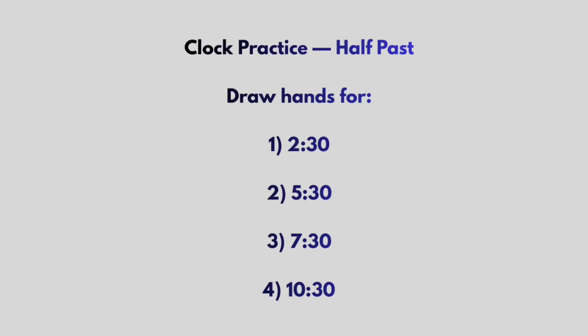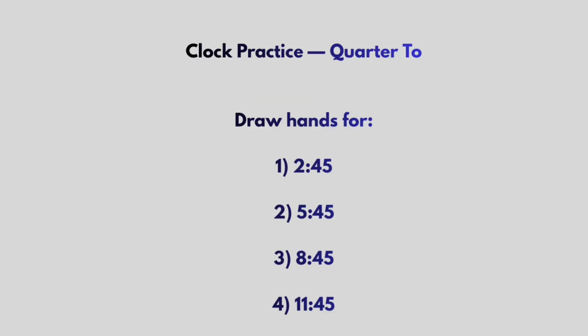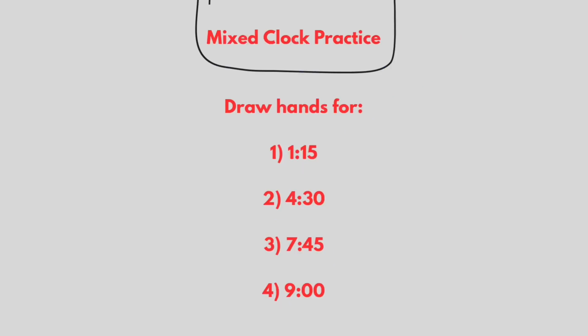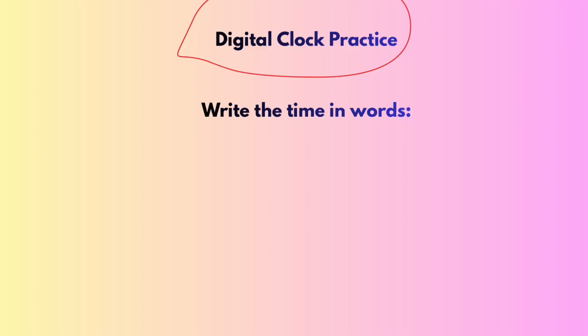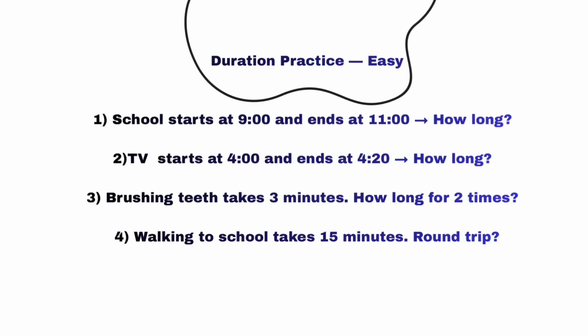Next, I will talk about the duration. What is duration? Suppose the school starts at 9 and ends at 11. So how long does it take? 9 to 10 is 1 hour. 10 to 11 is again 1 hour. So how long? 2 hours. Now suppose your TV starts at 4 and ends at 4:20. So how long did it take? From 12 to 4, how many minutes? 5, 5, 5, 5. 20 minutes.